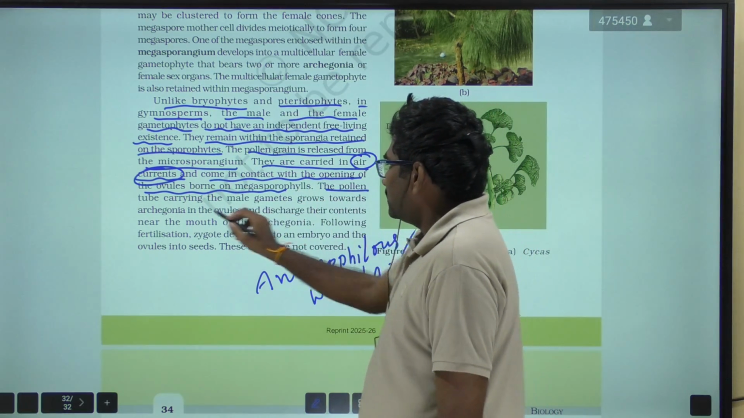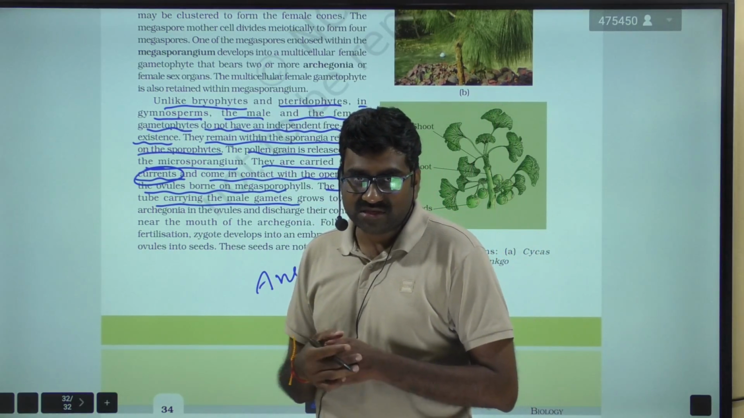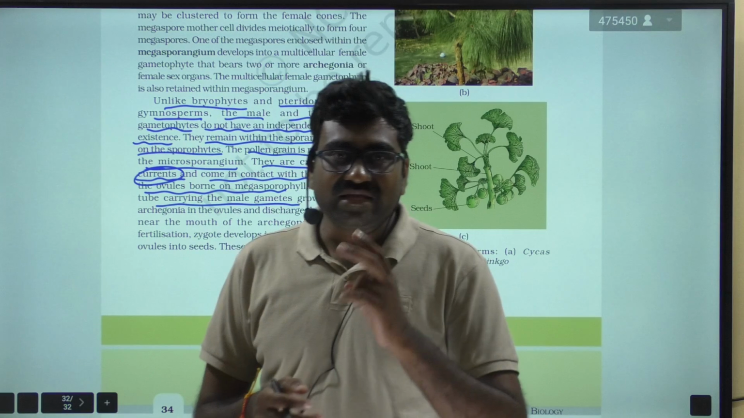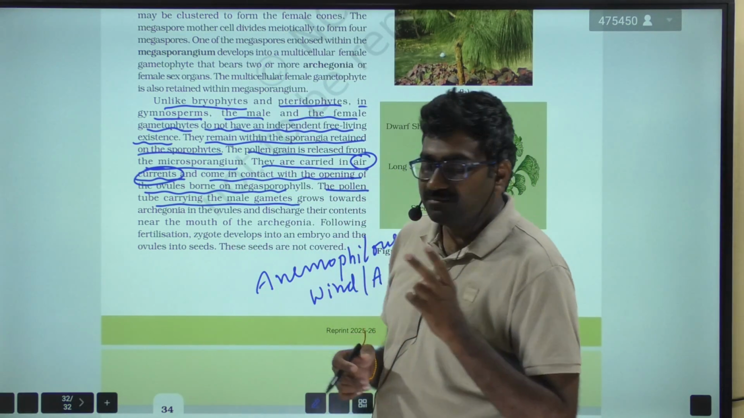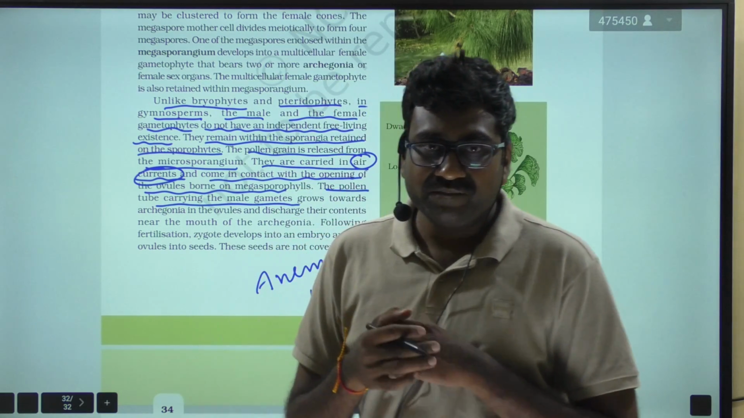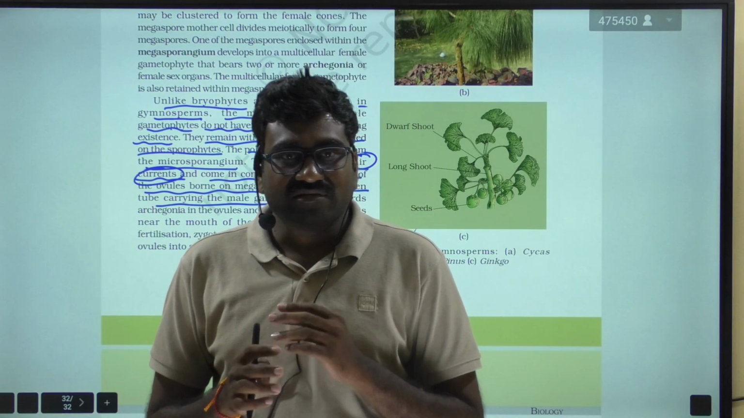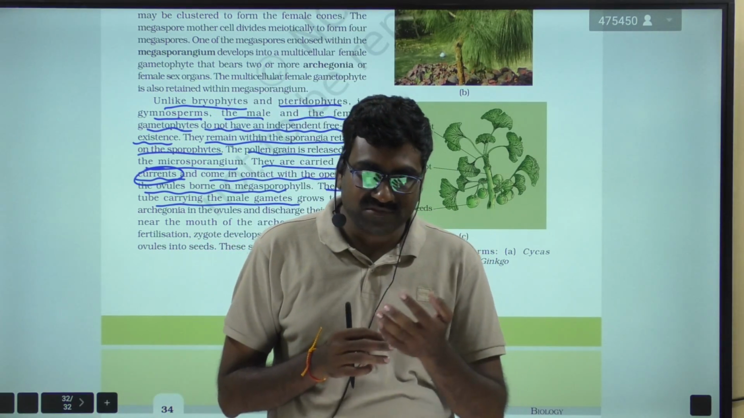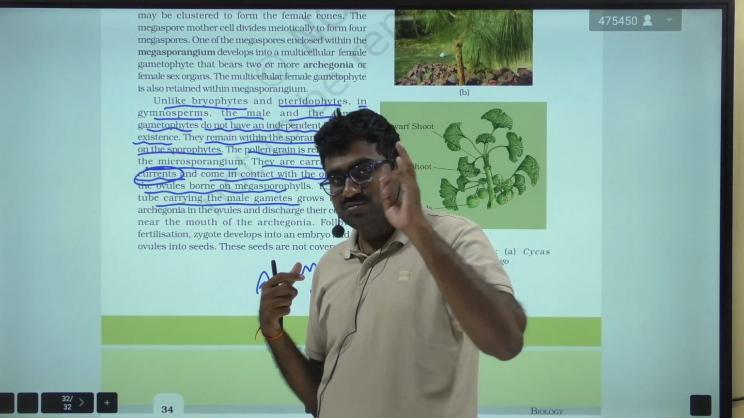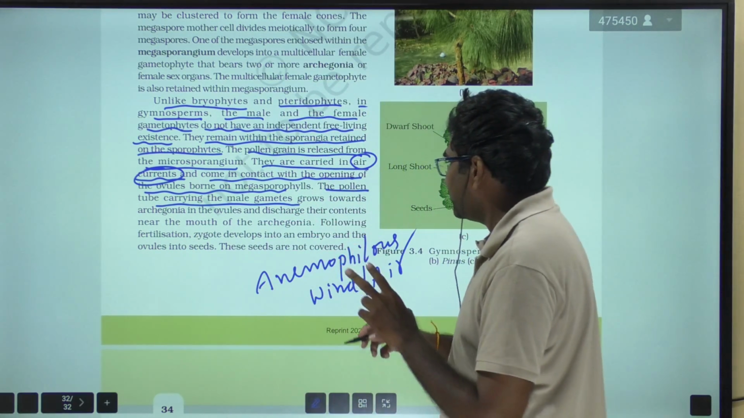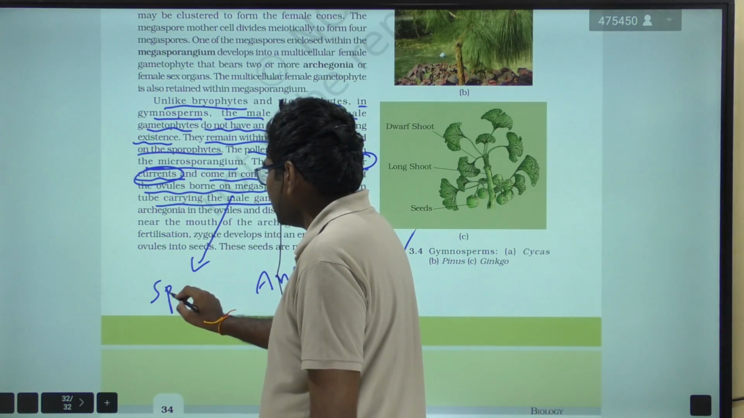The pollen tube carries the male gametes. Here, how many male gametes are carried by the pollen tube? 2 male gametes. These male gametes are termed as sperm nuclei. In angiosperms also, the pollen tube carries 2 male gametes. So double fertilization is a unique feature of angiosperms. Here only one fertilization takes place in gymnosperms. Even though it carries 2 male gametes, these male gametes are termed as sperm nuclei.